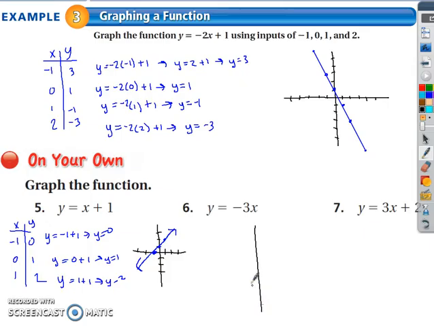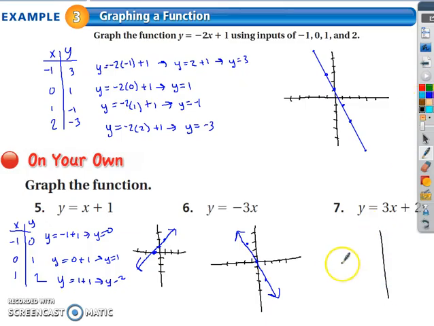For the next graph, I'll go ahead and just sketch a brief picture of what your graph should look like. So you should have a point at the origin, a point at 1, negative 3, and negative 1, positive 3, and when you connect your dots, your graph will look something like this.